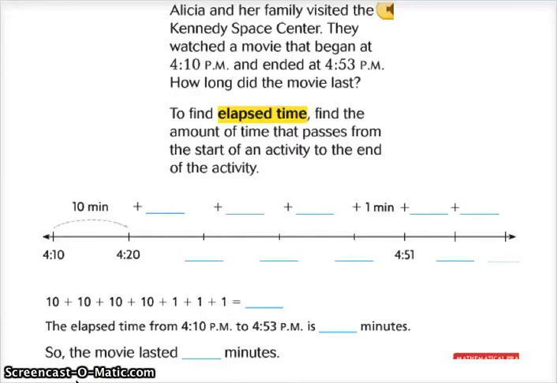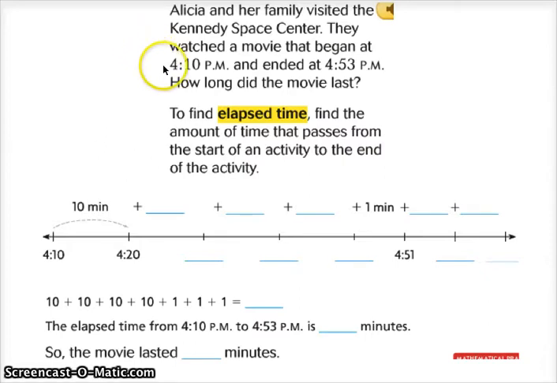Okay, we're ready to learn about elapsed time. Elapsed time is the amount of time that passes from the beginning of an activity to the end of an activity. Here's an example. Alicia and her family visited the Kennedy Space Center.